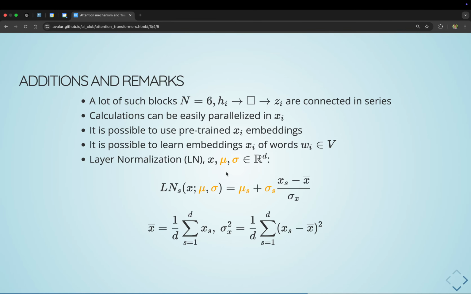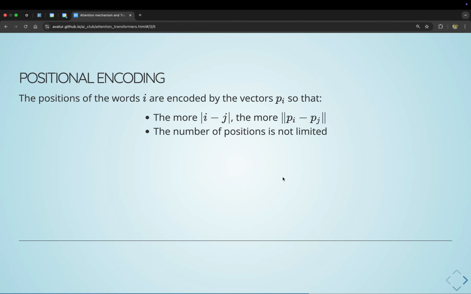These two parameters, mu and sigma, are vectors with dimension d. So we train them to fit means and variances to solve our problem, to solve our classification task. So here again is a new layer with two vectors of parameters. In attention, each time we have 3 matrices of parameters, and in layer normalization we add another 2 vectors of parameters. And now the slide about positional encoding.